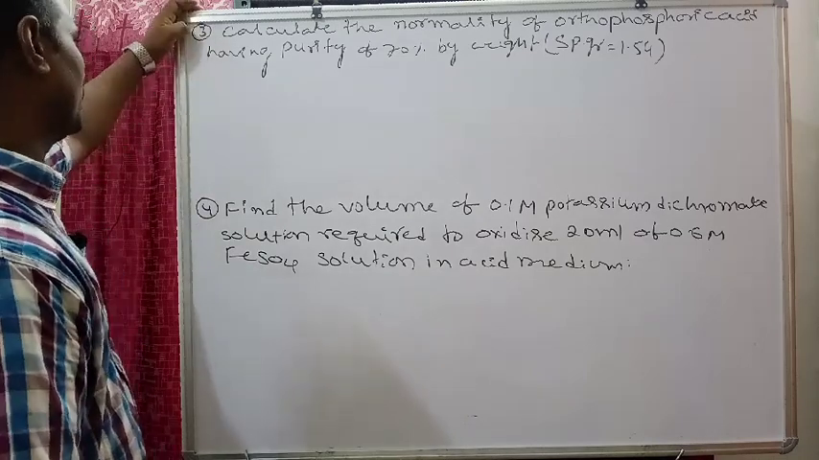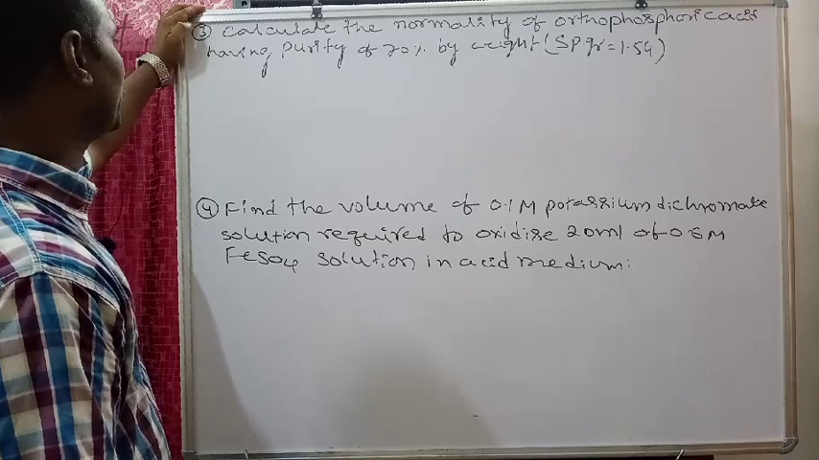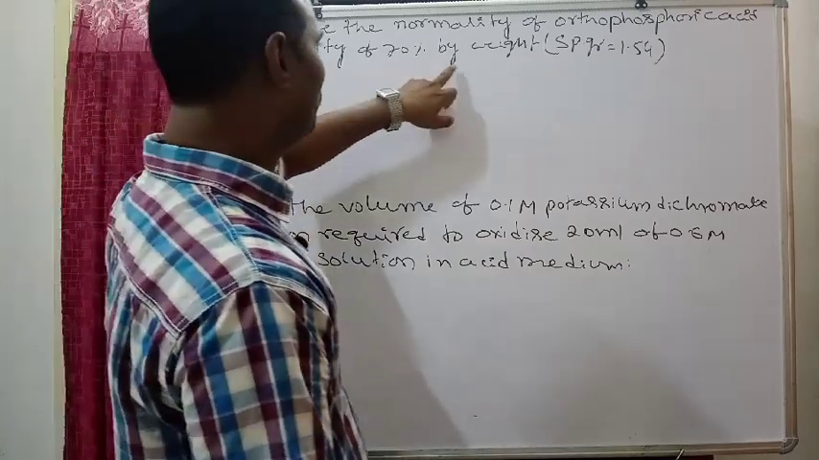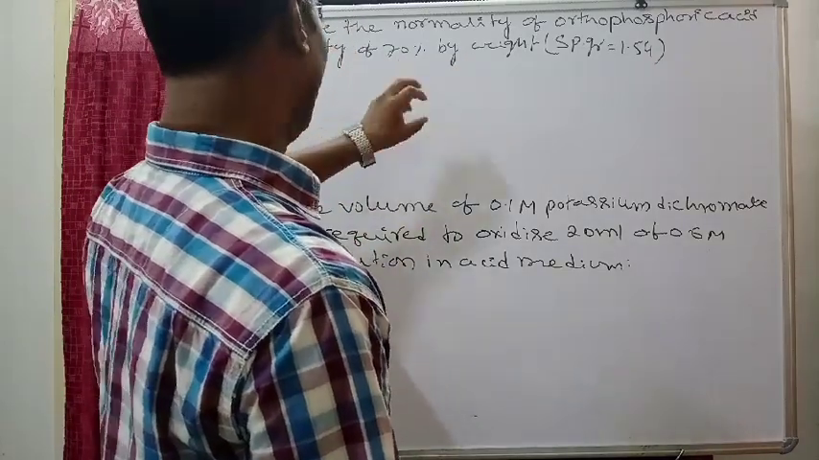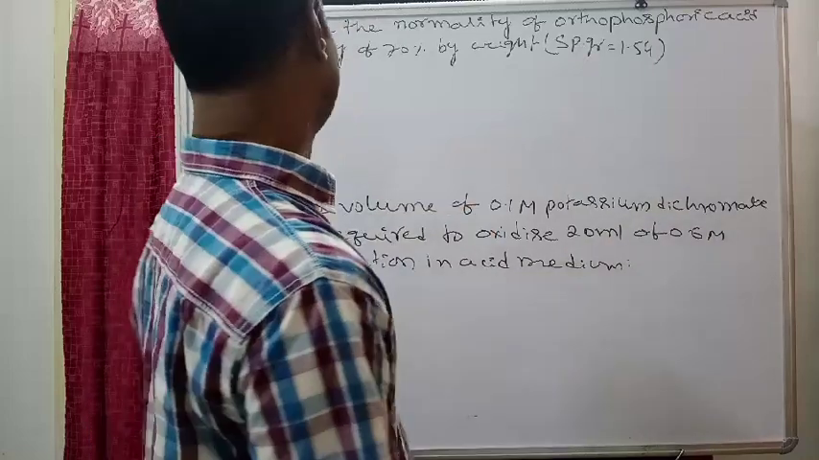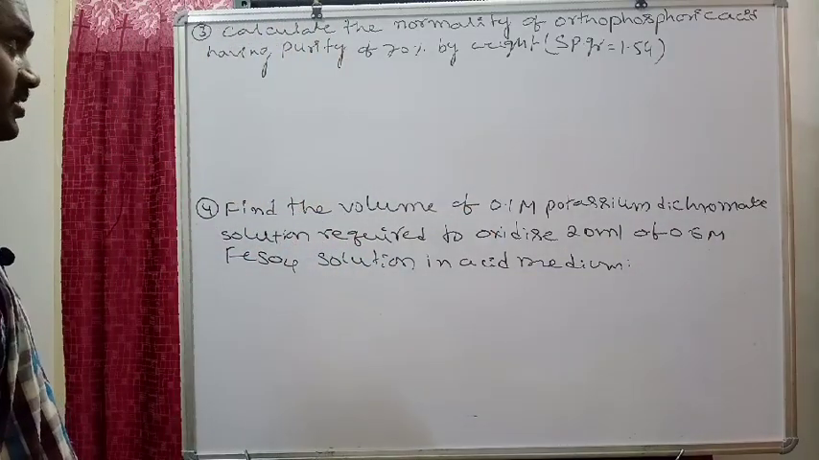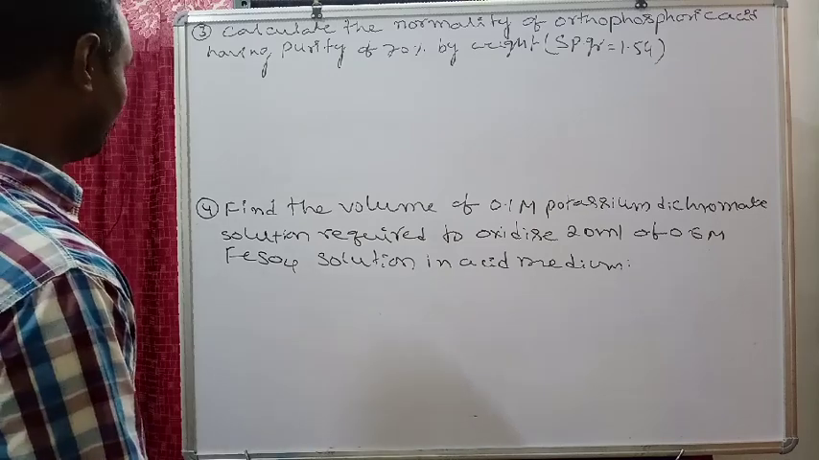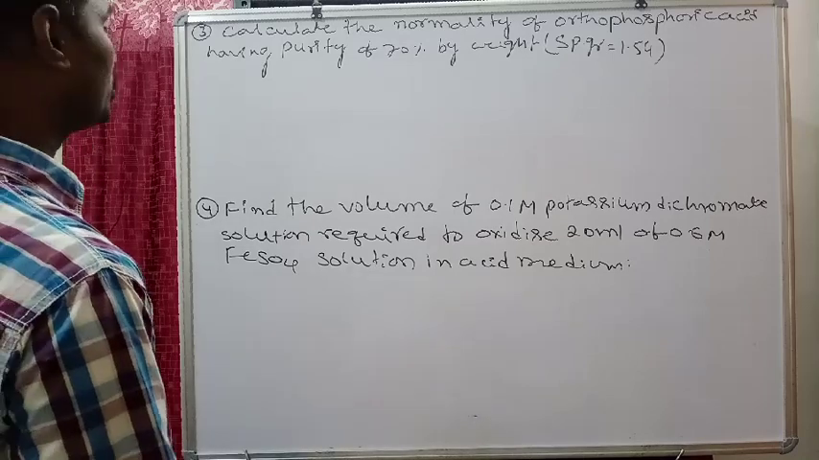Now we are going through another problem. Calculate the normality of orthophosphoric acid having a purity of 70% by weight. This is nothing but mass percent. Is it clear? Mass percent and specific gravity are given, and they are asking for normality. To calculate normality, mainly we should know the gram equivalent weight.